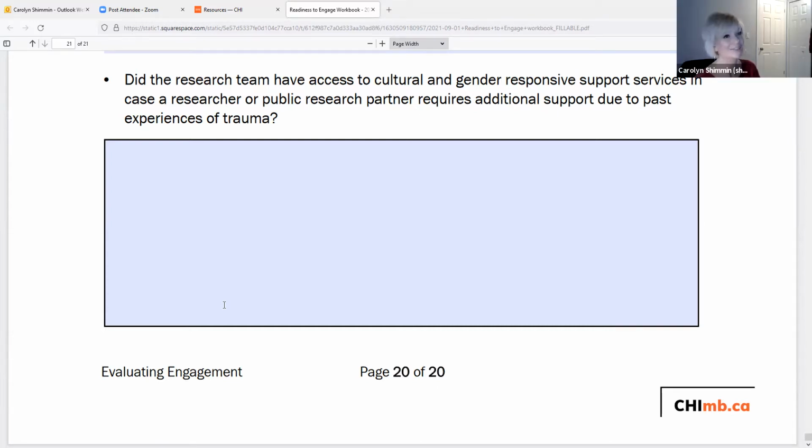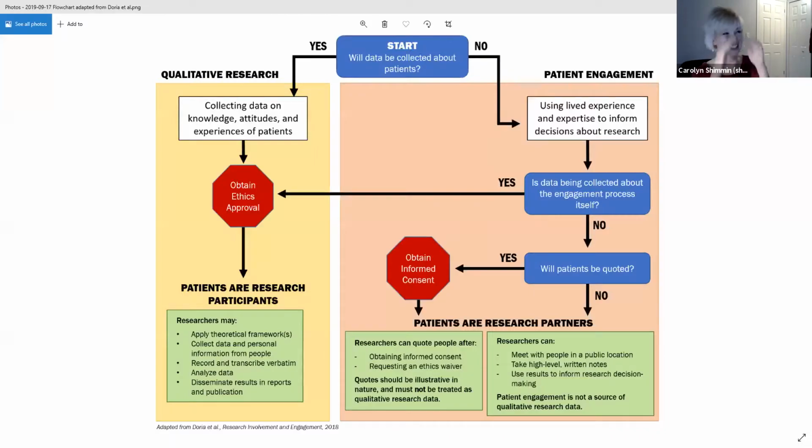Actually, I love the idea of putting the flow chart up because that really helps clarify. Let me just, I have to stop sharing yours. Yes, if you can stop, here we go. Yeah.